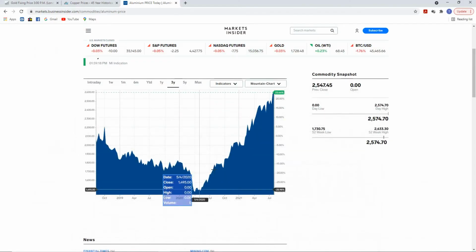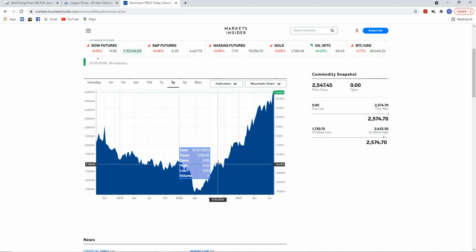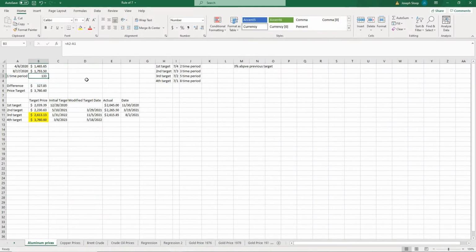And the date that was reached was 8/17. There it is. So it reached up to 1793.50 on 8/17, and that took it a little bit over 4 months, almost 4.5 months to get to that point. Okay, so that tells us that the price target for aluminum is actually going to be 3,760. So we're going through a huge bull market in aluminum. So let's see how this plays out.